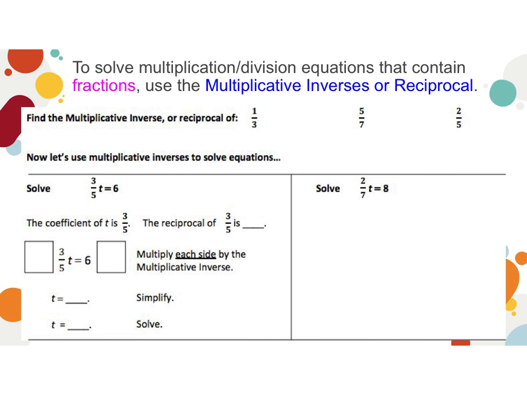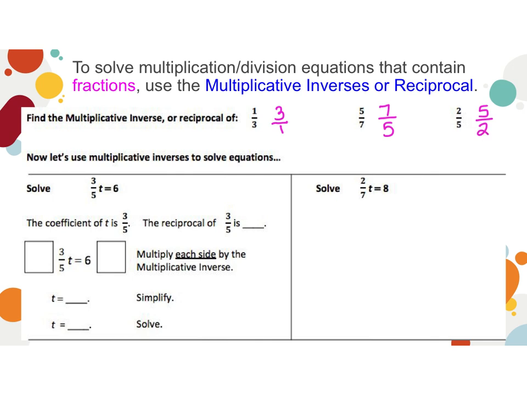The reciprocal of 1/3 is 3 over 1. Remember, we just flip the numerator and the denominator around. So the reciprocal of 5/7 is 7/5. And the reciprocal of 2/5 is 5 over 2.